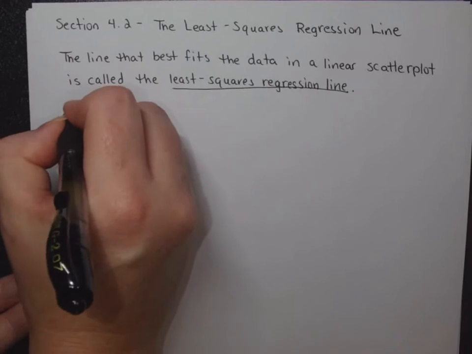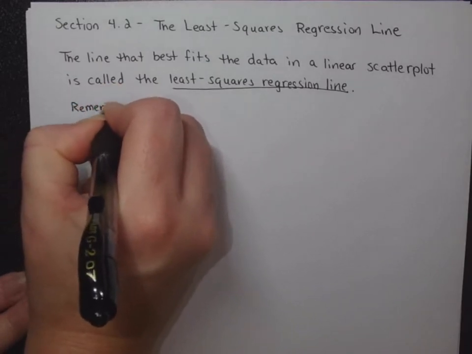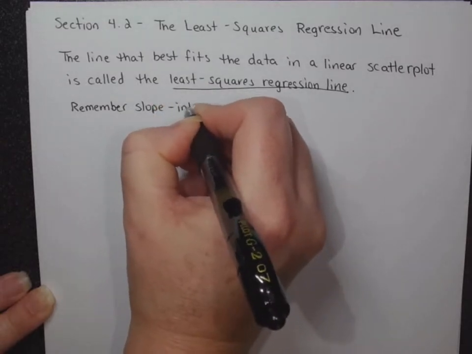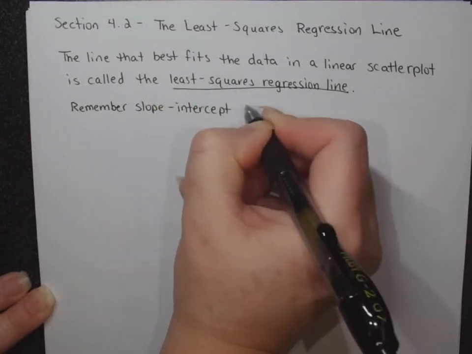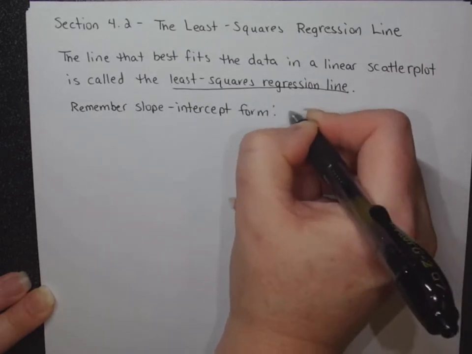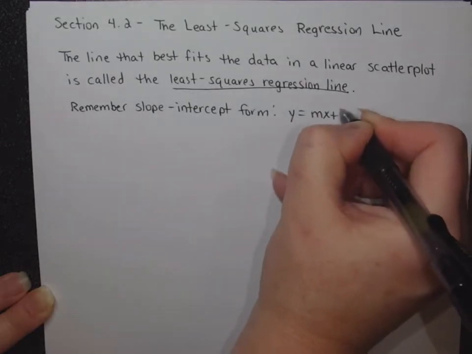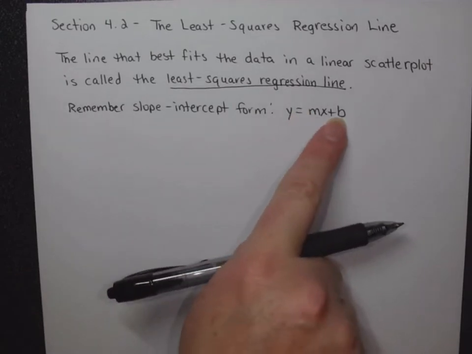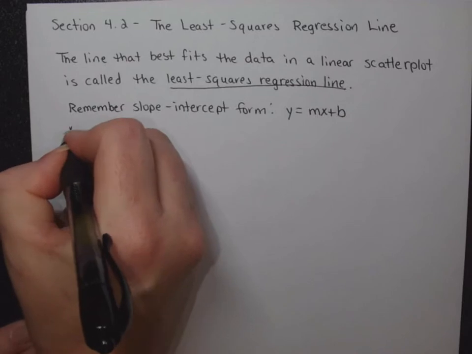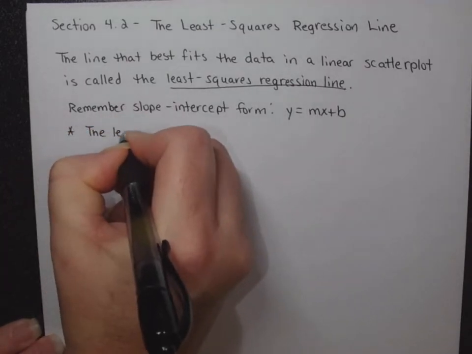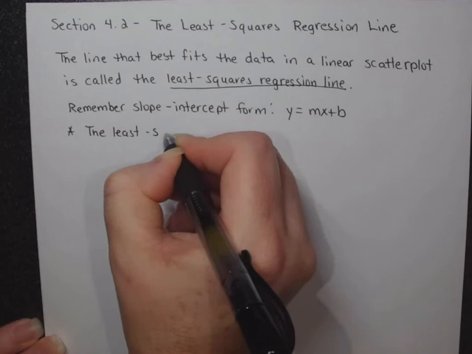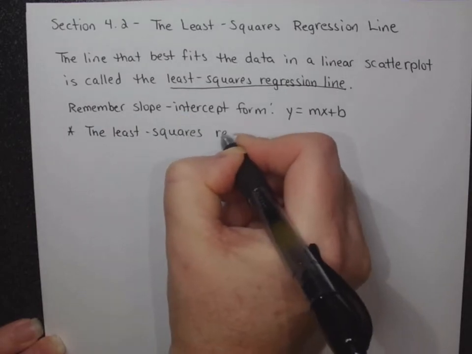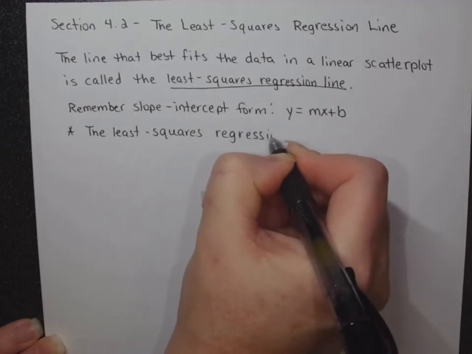All right, so remember back in algebra, we looked at equations of lines quite a bit, right? So the slope-intercept form is y equals mx plus b, where m is the slope and b is the y-intercept. The least squares regression format is going to look close to this, but typically they write things opposite. So just be aware of that.